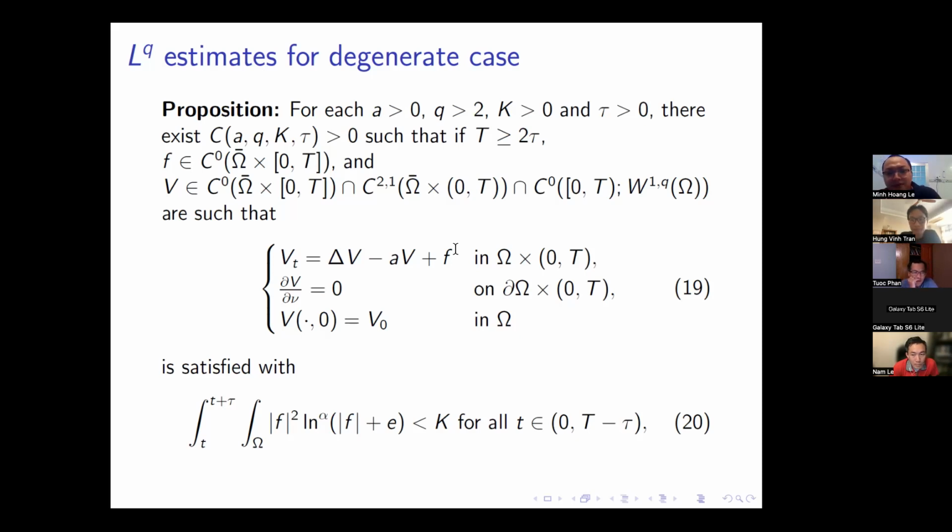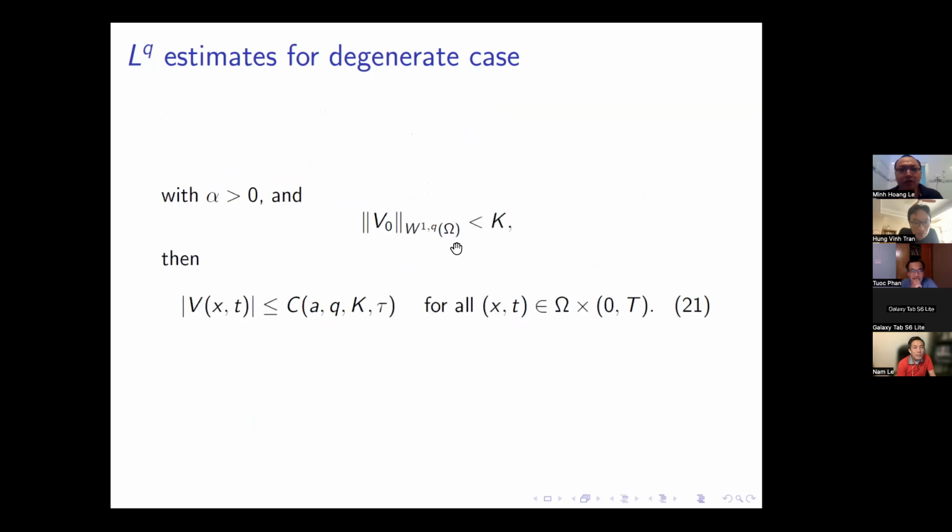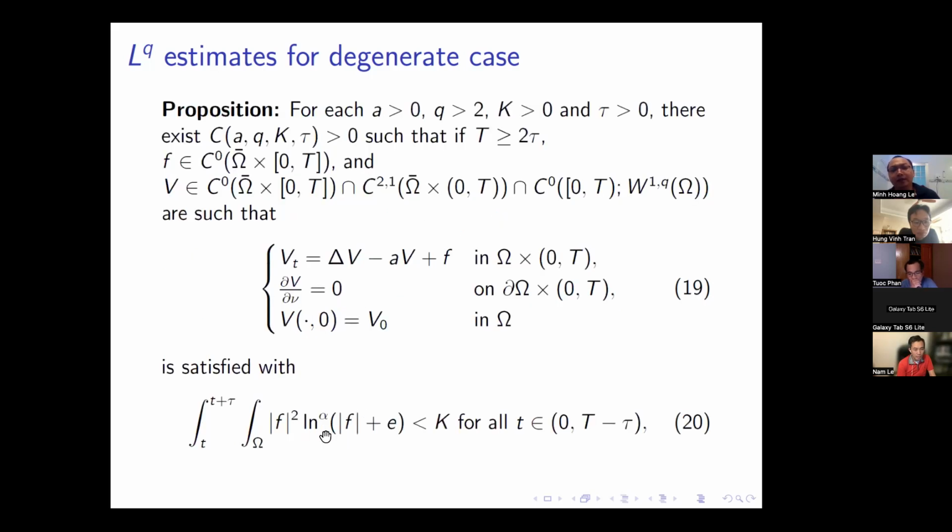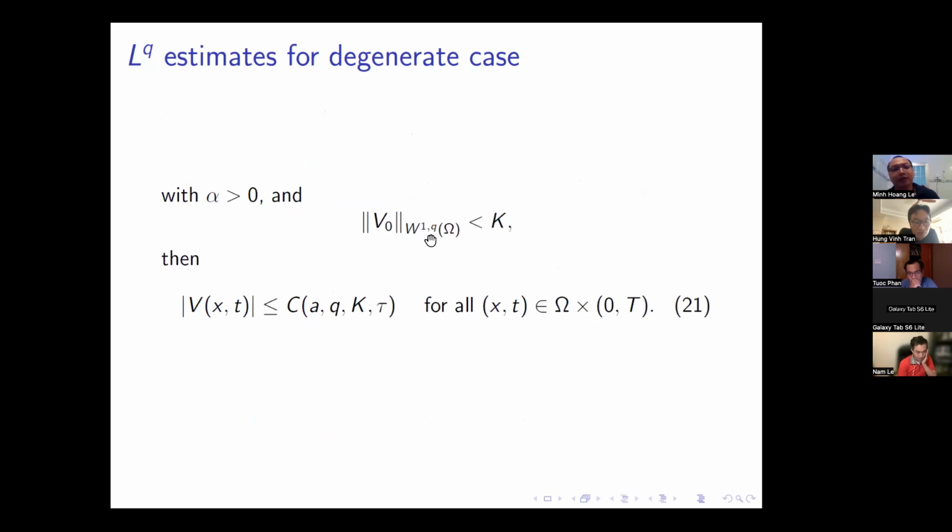Sorry, is this 2D or what? Your result is still in Omega 2D, right? Yes, the result here is just for the two-dimensional case. And what is the conclusion of this proposition? On the next slide, the conclusion is V is bounded, and the dependency on A, Q, K and tau. K is the upper bound for the double integral and also the initial data.